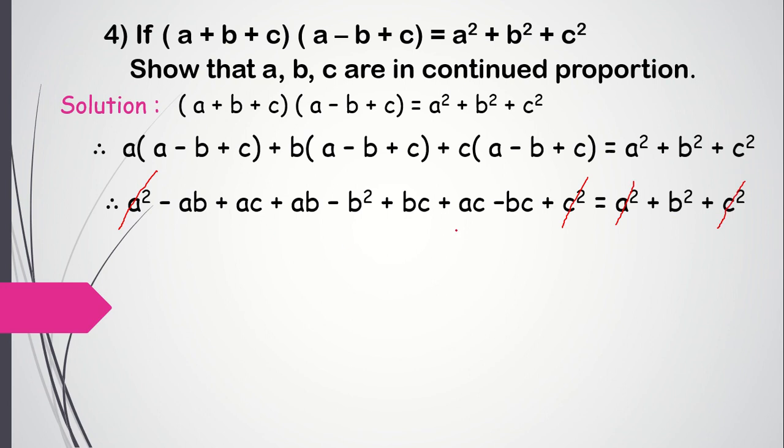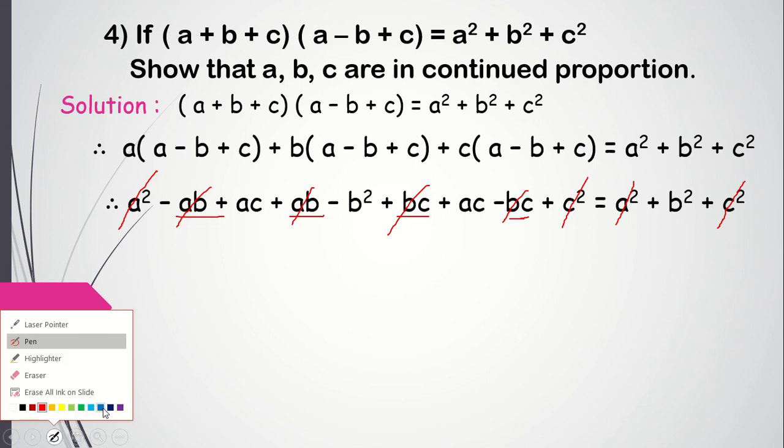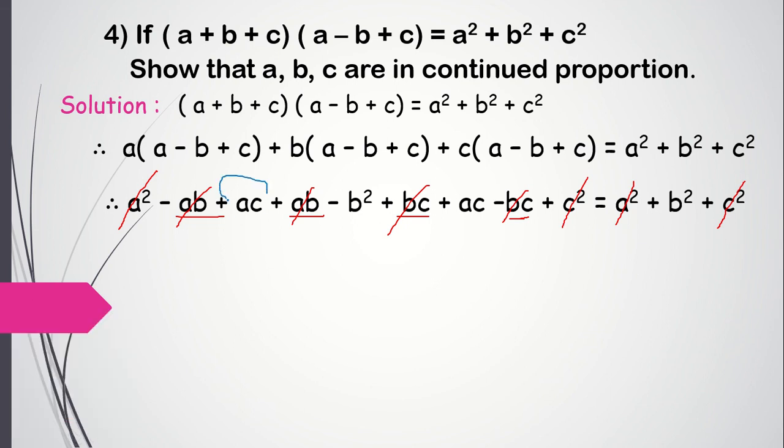Now here look if anything is getting cancelled. AB minus AB plus AB will get cancelled. Minus AB plus AB. Minus BC plus BC will get cancelled. Now what I am left with is AC plus AC. AC plus AC is 2AC. Minus B square. And here only minus B square I have got.